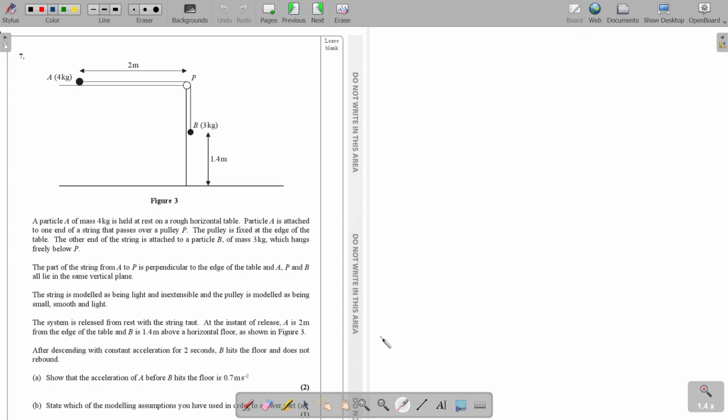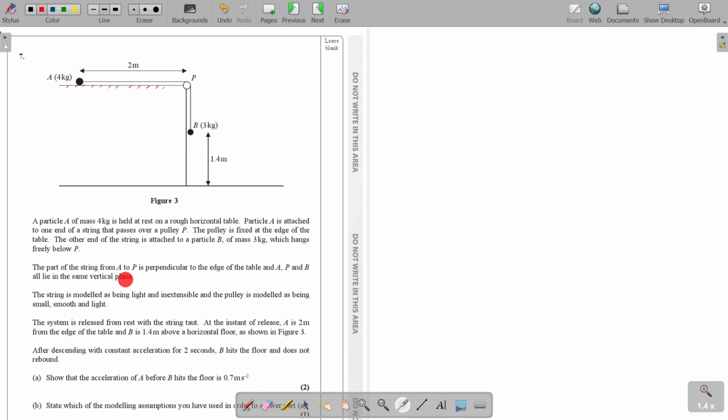Okay, question number 7. A particle A of mass 4 kg is held at rest on a rough horizontal table. For rough, I will just mark it like this so that I will not forget. Particle A is attached to one end of a string that passes over a pulley P. The pulley is fixed at the edge of a table. The other end of the string is attached to a particle B of mass 3 kg, which hangs freely below P. Particle B is hanging freely while particle A is on the rough horizontal table.